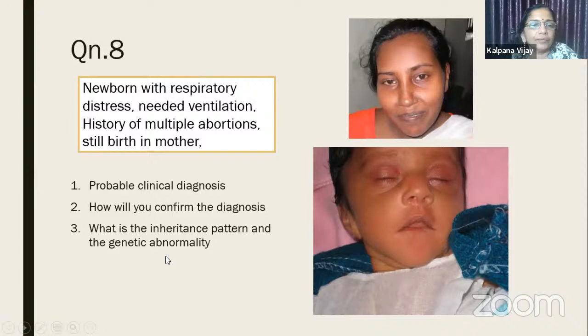So this is a newborn with a history of respiratory distress, needed ventilation. Mother had history of multiple abortions and stillbirth. And this is the baby and this is the mother. What is the probable clinical diagnosis? And how will you confirm the diagnosis?